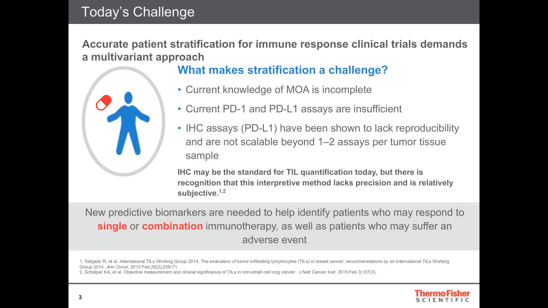So currently, what is it that makes stratification a challenge? We don't have complete knowledge of the mechanism of action. There are properties of the tumor and properties of the immune system and of the immune cells that are very important, but they're not all fully understood, and their interactions are not all fully understood. There are PD-1 and PD-L1 assays, but they're not entirely sufficient for predicting response. IHC assays against PD-L1 are quite standard, but are not as reproducible as might be desirable.